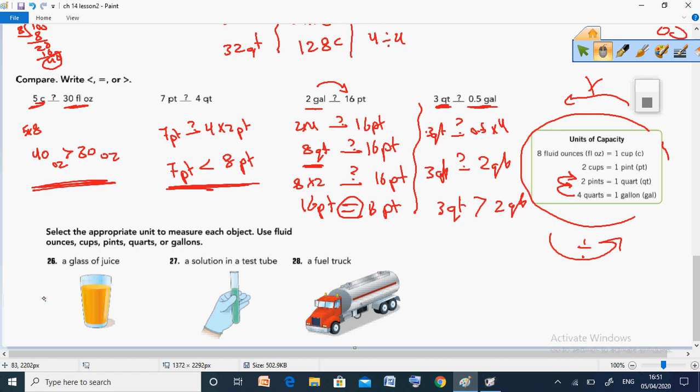Look here, glass of juice, I can say oz or cup or pint. This one, because the smallest one, solution in test tube, we will use oz. And fuel truck, we will use gallon because it's very big. This one is very small. We will use oz, but for the cup, I can use oz or cup or pint. Okay? Thank you.